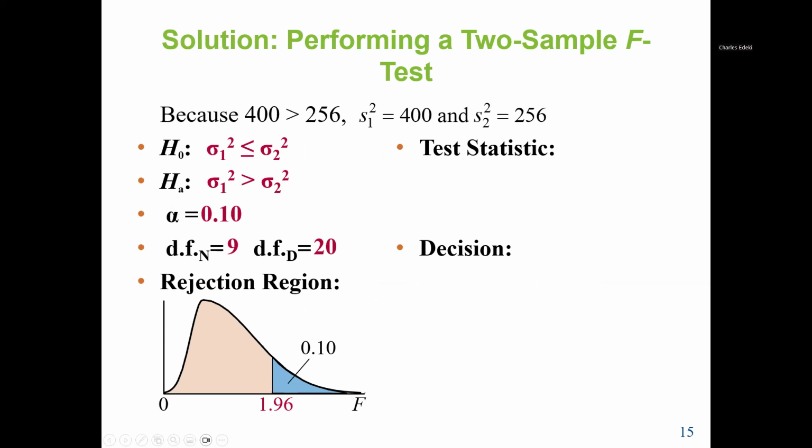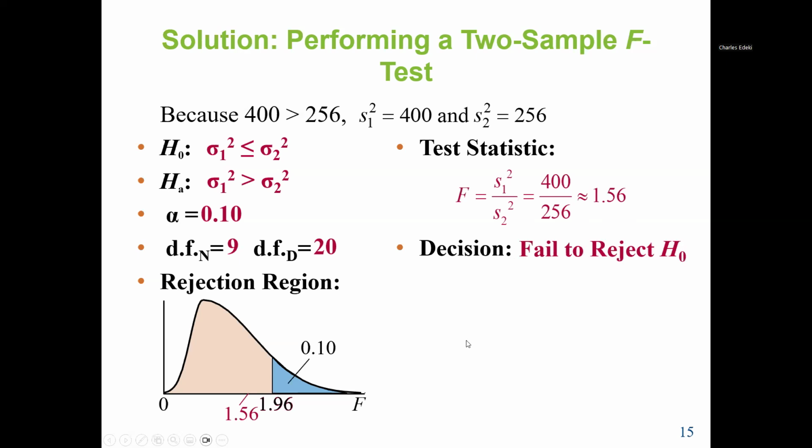So here is our critical value. Again, this is a one-tail test, so we are using 0.10 as the alpha value, and we have 1.96 from the table. Now we can find the test statistic, which is S1 squared divided by S2 squared. So 400 divided by 256, and that gives us 1.56. Then here we say we fail to reject H0. Why? Because we can see 1.56 is less than 1.96, so it did not fall in the rejection region.